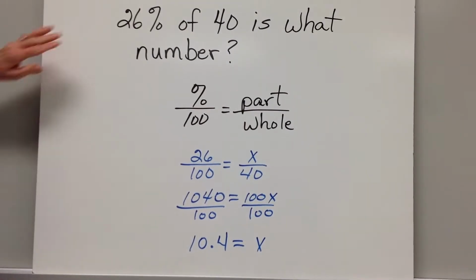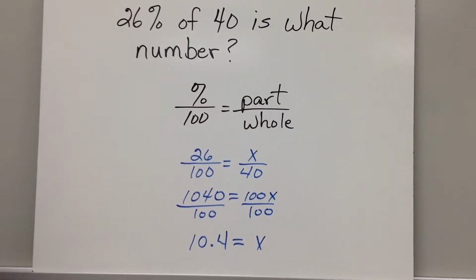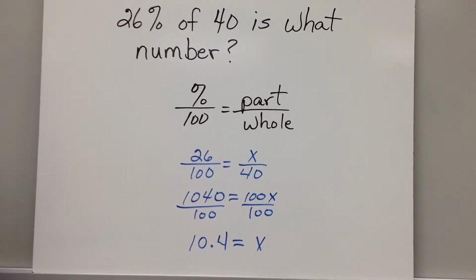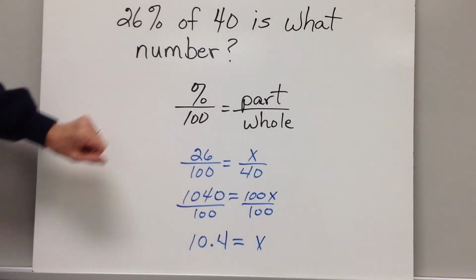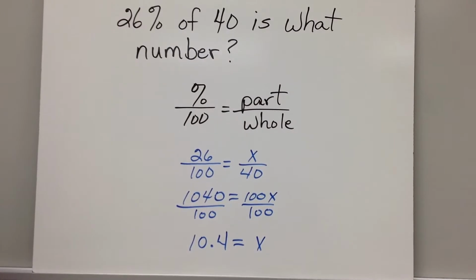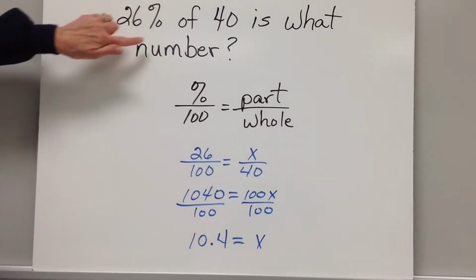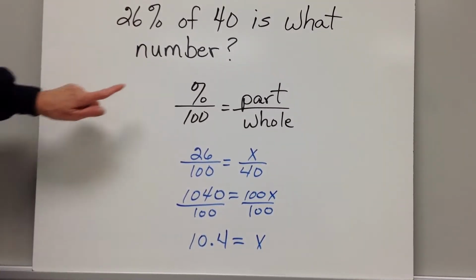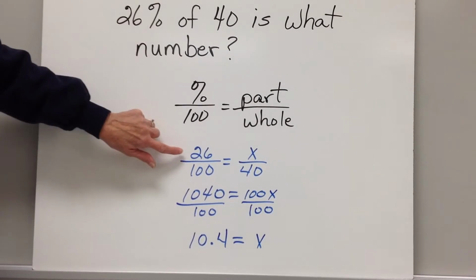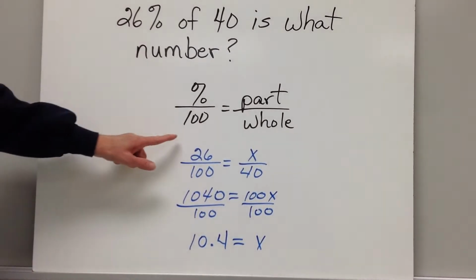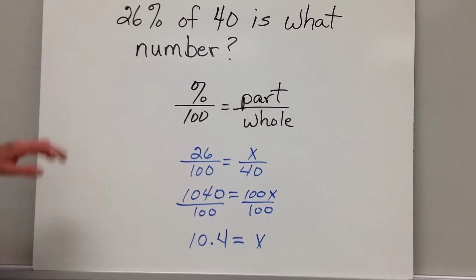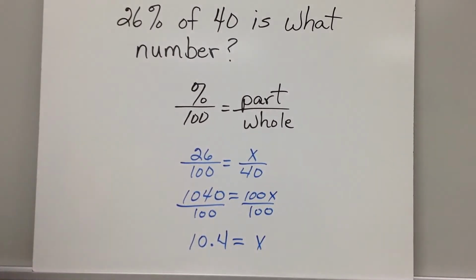As a first example, let's take 26% of 40. If it says 26% of 40 is what number, you would write your formula: percent over 100 equals part over whole. They give me the percent. I always know the percent because I have the percent symbol. So in place of that percent symbol, I put 26. Notice the percent symbol is not there anymore. You don't need it because you are making the fraction.